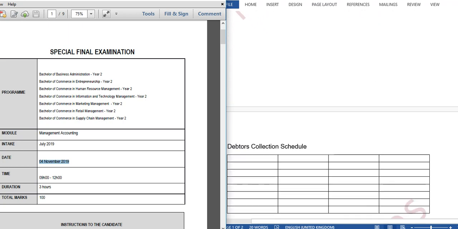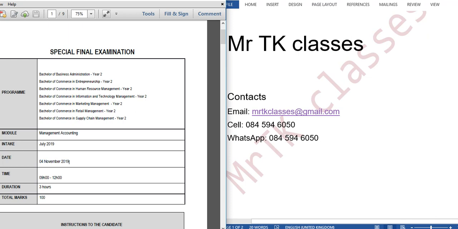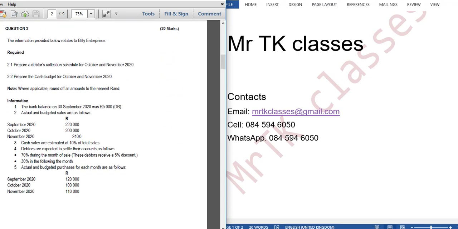Alright, so we move on to the question that we are gonna do today. Today we are going to do question 2, but we are not going to do the whole 20 marks. We are simply going to do 2.1, which requires us to do this. So I will start to read from here.